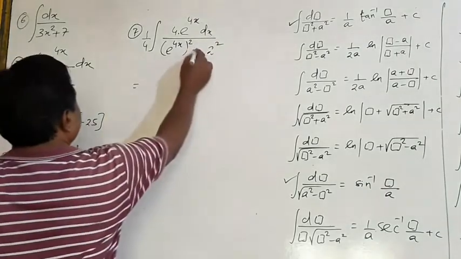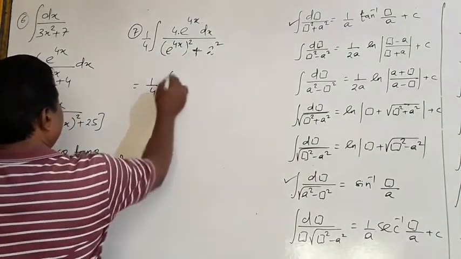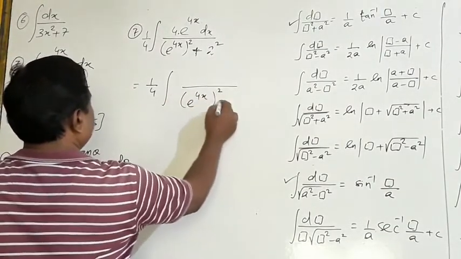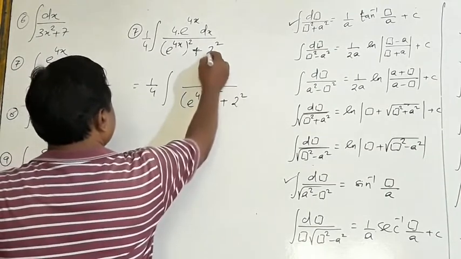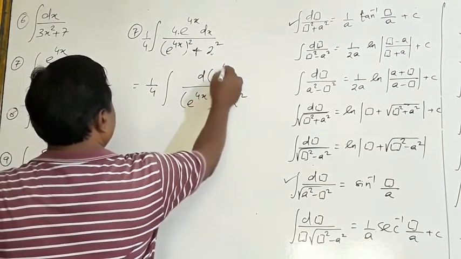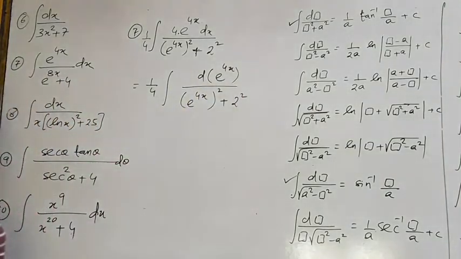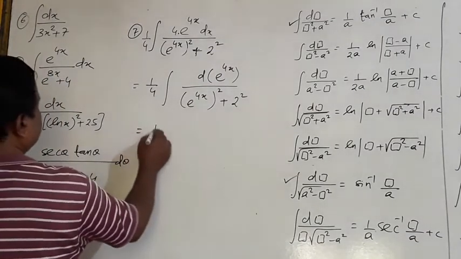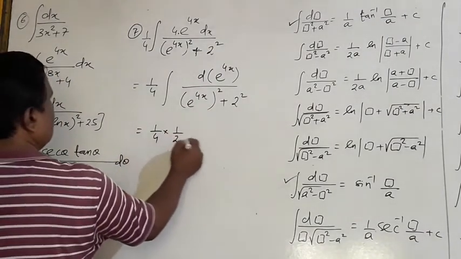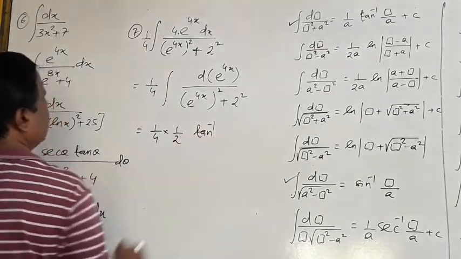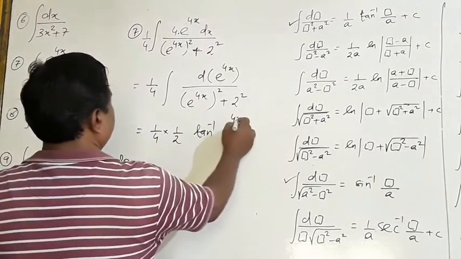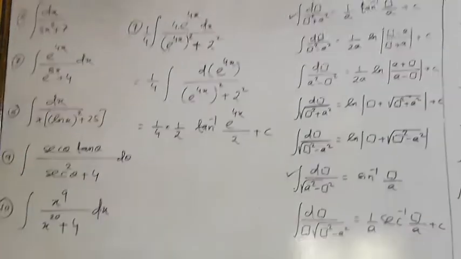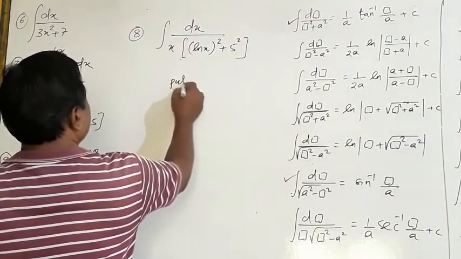So what you have to write here? You can write directly. I am writing this. It is e to the power 4x square plus 2 square. It is derivative of e to the power 4x. So apply formula Baxter square plus a square d Baxter. It is 1 by a means 1 by 2 tan inverse Baxter by a. Baxter means e to the power 4x by 2 plus what? C. Okay.